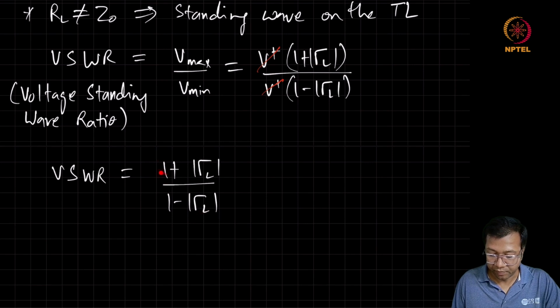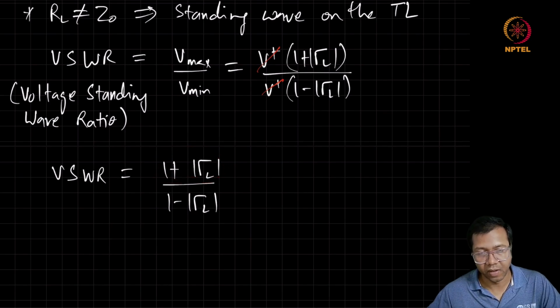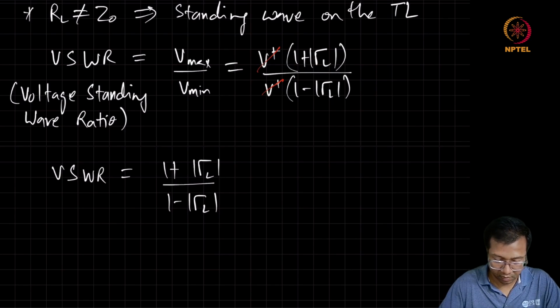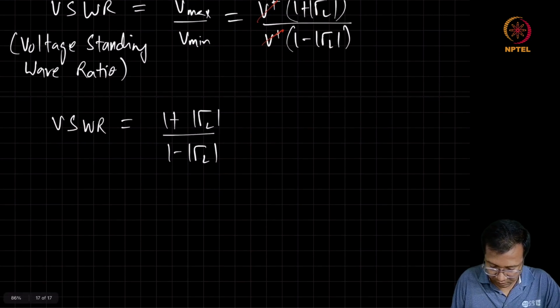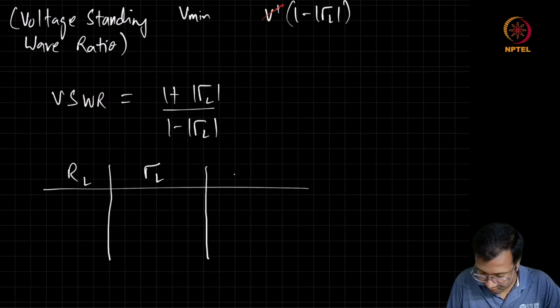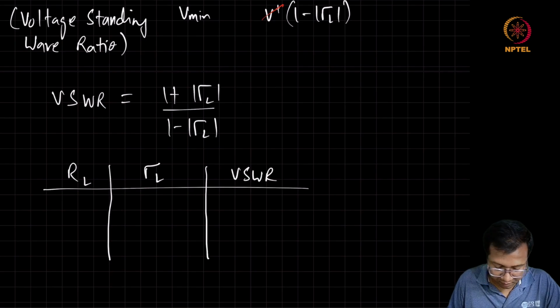In such a scenario, there will be points along the line at which there will be nulls if you measure the voltage, whereas there will be points along the line where the magnitude is going to be double the magnitude of the forward or backward traveling wave. So this VSWR we can find for various termination conditions. We make a table for various cases.